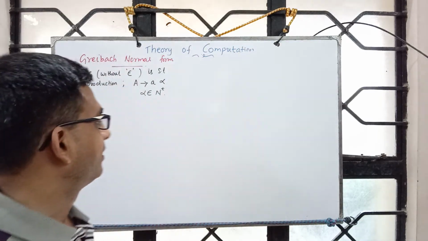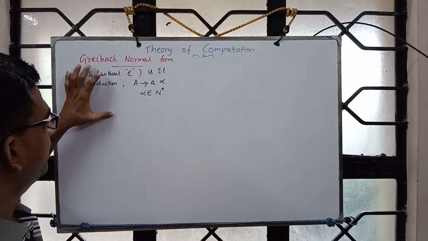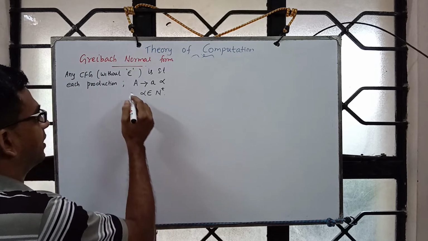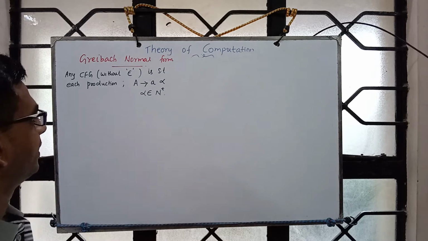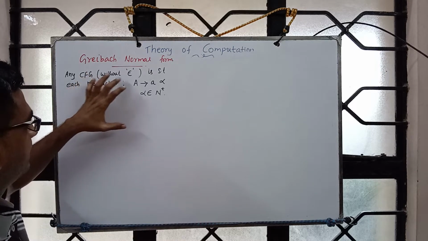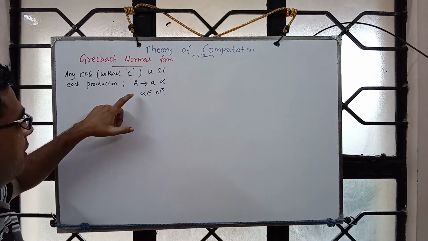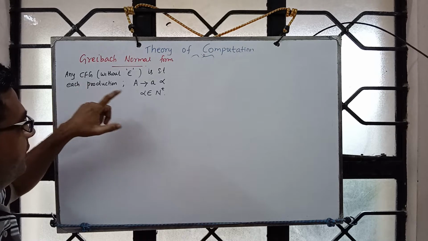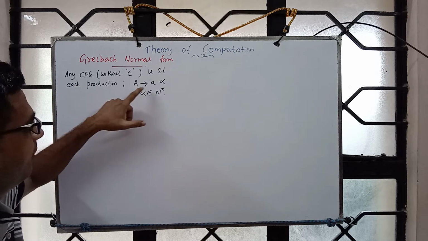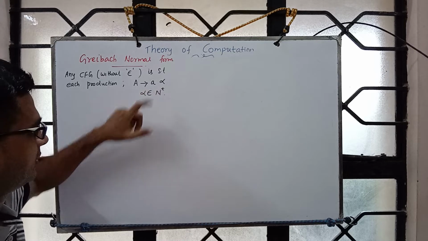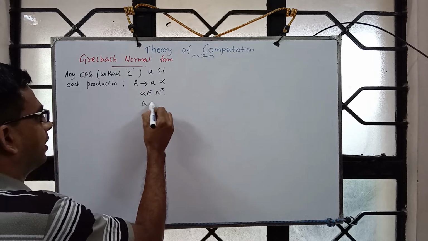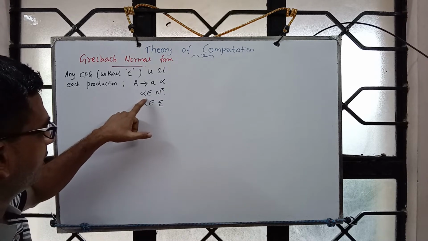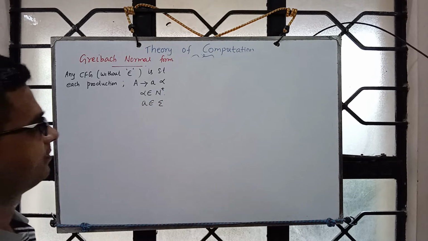Our next normal form is Greibach normal form. What this says is any context-free grammar not accepting epsilon can be expressed like this, meaning each production in the CFG has this type: A implies small a, which is a terminal, followed by alpha. Alpha is a string over non-terminals.